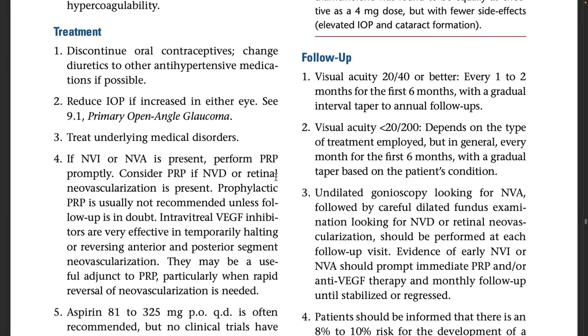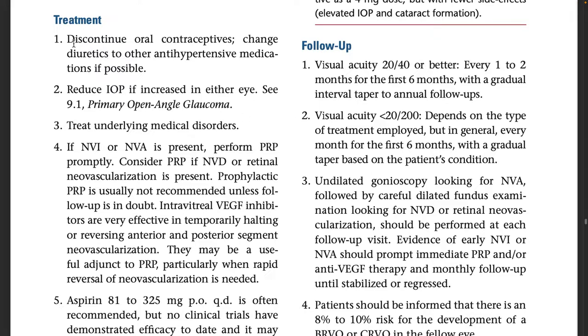How would you treat him? One important thing is oral contraceptives. Oral contraceptives are medicines taken to prevent or delay pregnancies. Many in the reproductive age group, 18 to 31, will be taking them. So if it's a young patient, if it's a young boy, you cannot ask about oral contraceptives. But if it's a young girl, you're supposed to ask her if she is taking oral contraceptives.